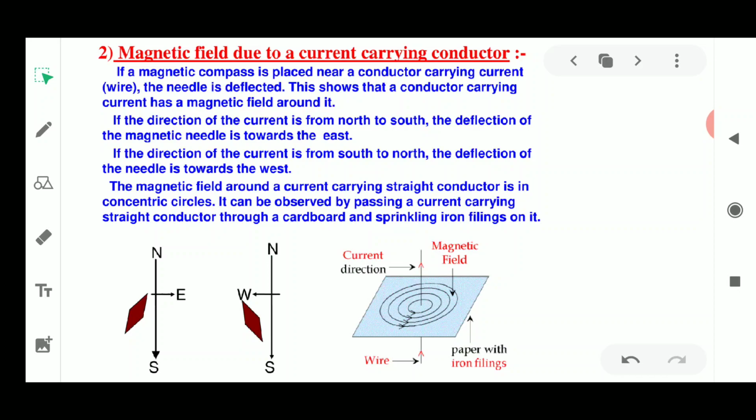Now if you put both the poles together, means the north pole of one magnet is placed towards the north pole of another magnet, they are going to repel each other. The same thing will happen if you put the south poles of both the magnets in the same direction, it is going to repel.